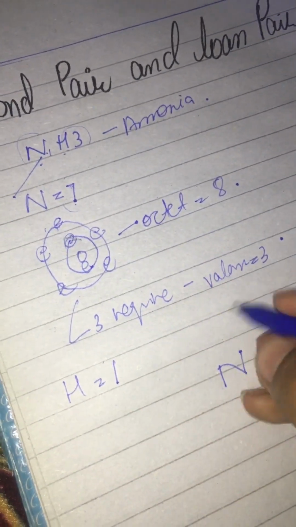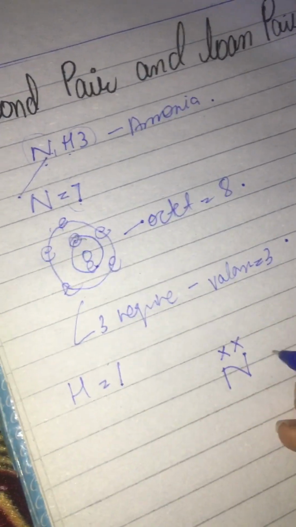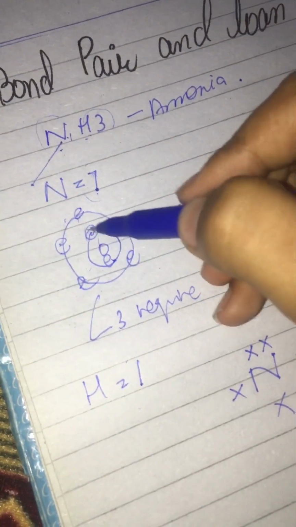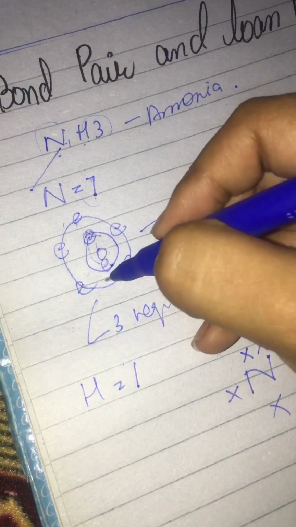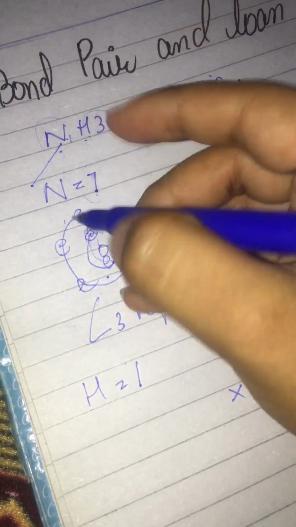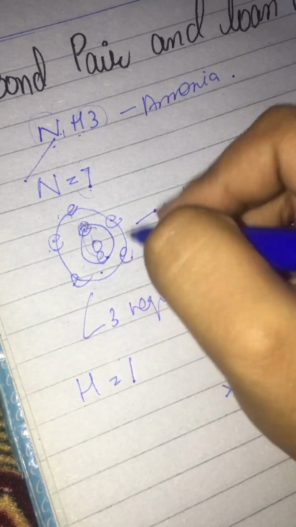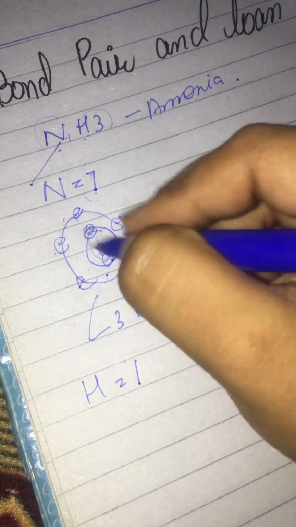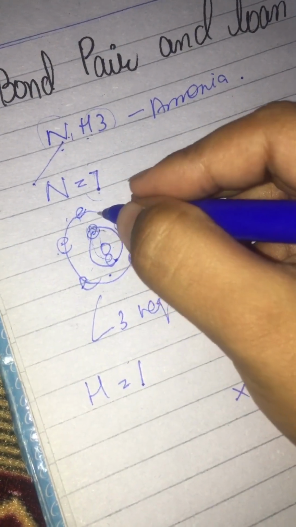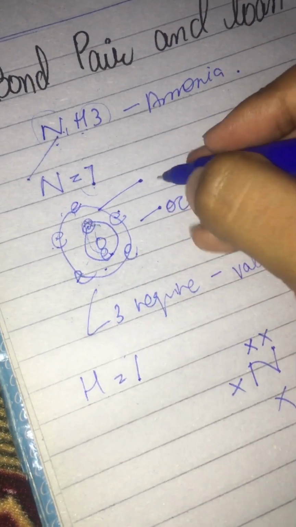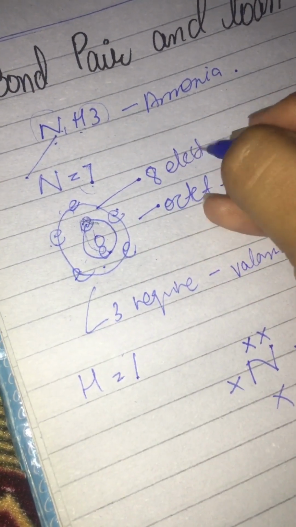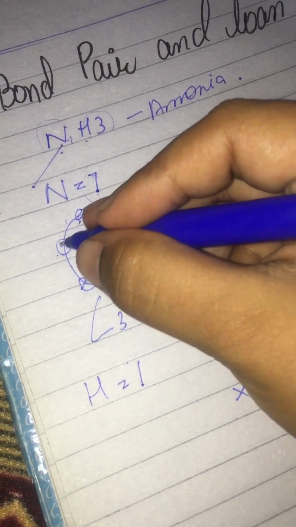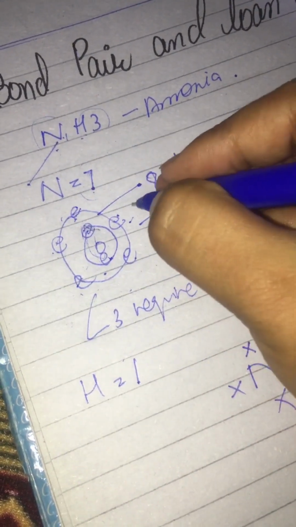Now what will happen? We do not look at the inner shell; we write it but we do not count it. So we look at these 1 2 3 4 5. To complete the octet, you know an octet has 8 electrons, so they still require 3 electrons.